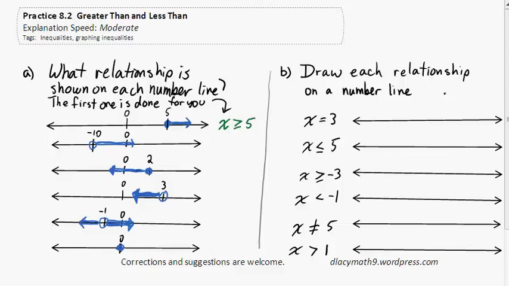Practice 8.2, greater than and less than, where the explanation speed is moderate. Have a look at A. What is the relationship shown on each number line? Now the first one has been done for you.